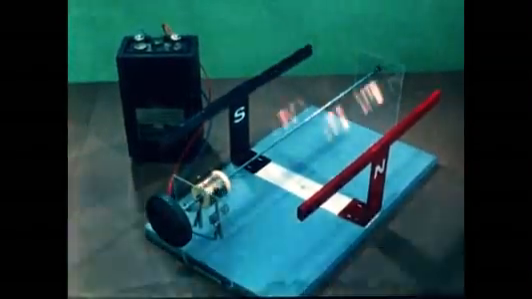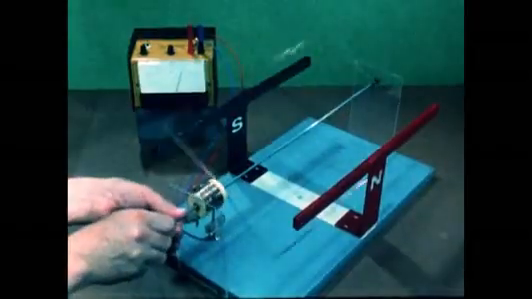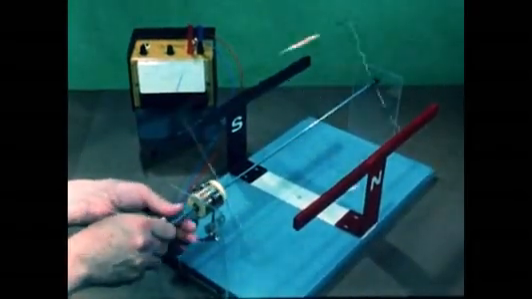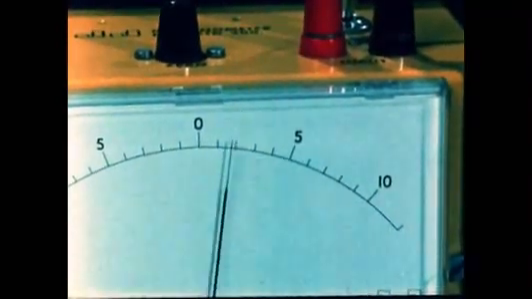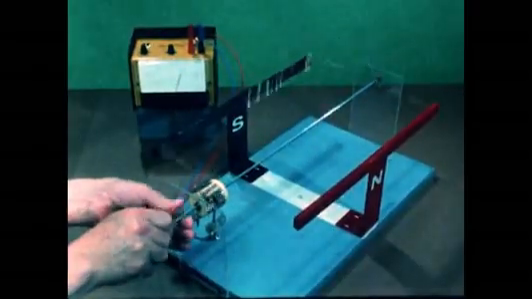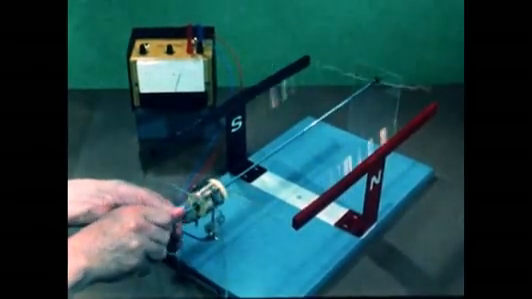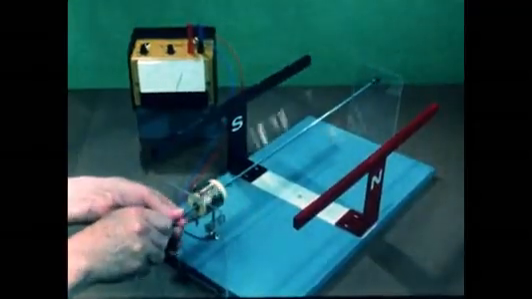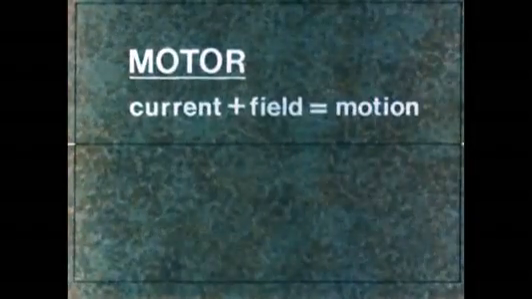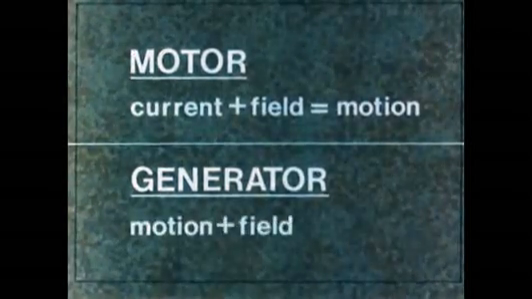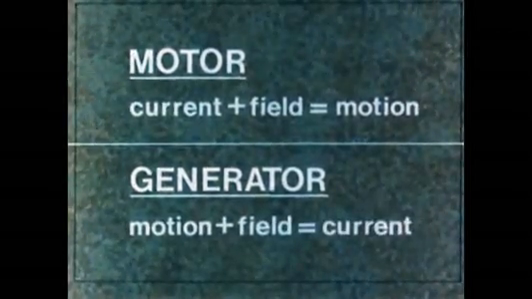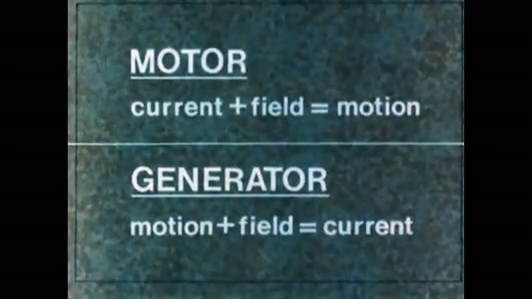Now let's take our simple motor and connect it to a current measuring instrument instead of to a voltage supply. If we make the armature spin in the field, a voltage is generated and a current flows. What was an electric motor has become a generator of electricity. So in a motor, current flowing in a magnetic field causes motion of the conductor across the field. In a generator, motion across the field causes current to flow in the conductor. And just as we had a right-hand rule for motors, we have a left-hand rule for generators.